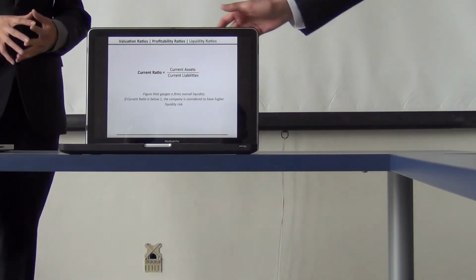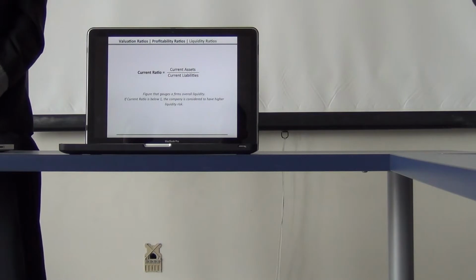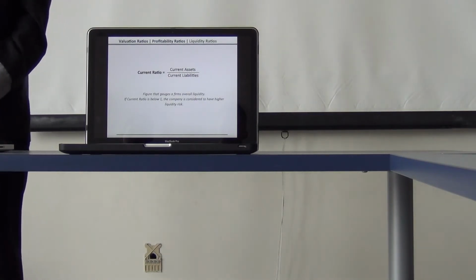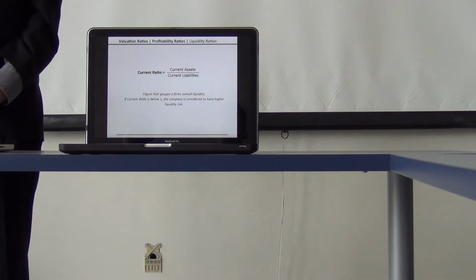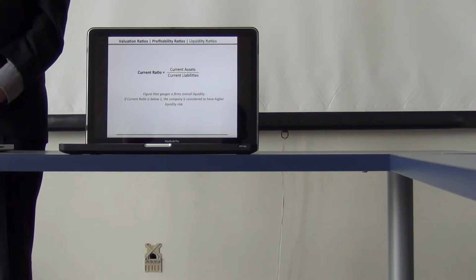Okay, so now we'll look at current ratio, which is your current assets over current liabilities. Current assets is basically the cash that you're expecting to generate within, say, a short period like a year, while current liabilities is what you have to pay off within the next year.